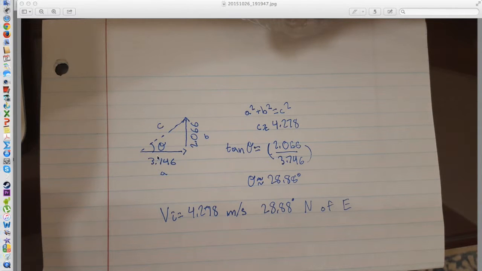By using the initial velocity of the x and the initial velocity of the y, we can create a triangle to find the resultant. And to do that, we just plug these numbers into the Pythagorean theorem, a squared plus b squared equals c squared. And c is about 4.278 meters per second.